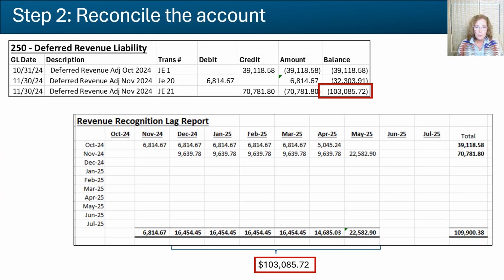That brings us to step 2 of the 4-step process, which is reconcile the account. That means that you compare the ending GL balance from the GL detail report to the subledger report. One common mistake is to want to compare the total of the lag report to the GL. So be careful that you look at the correct months on your lag report and only pick the months that are still open. In our case, December 2024 to May 2025. And we're now ready to move on to step 3 of preparing the reconciliation.